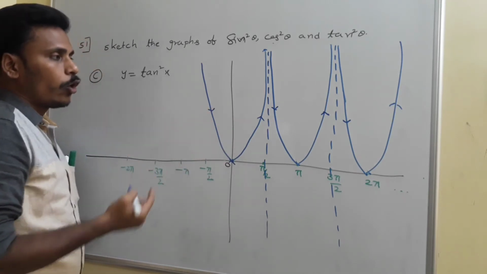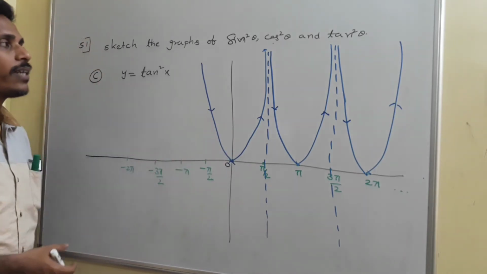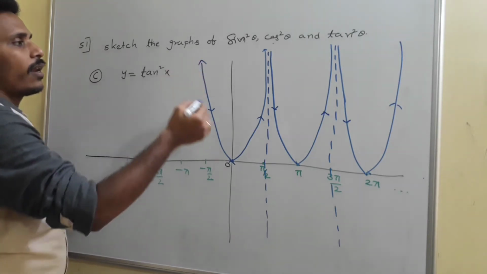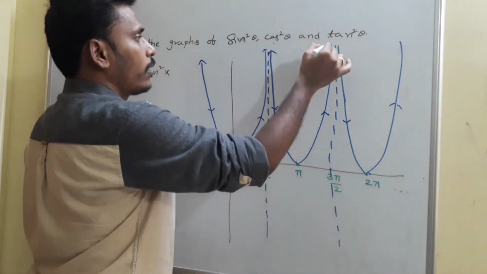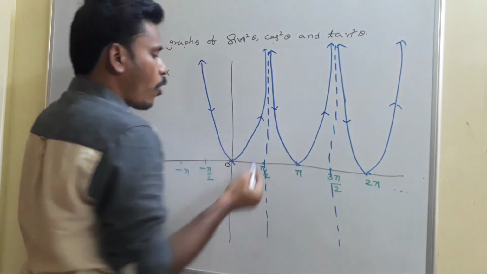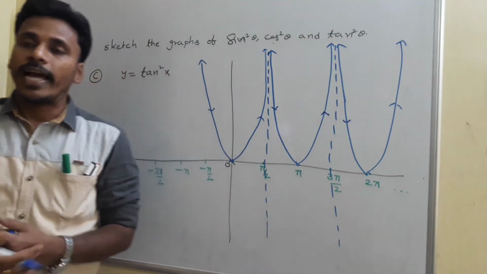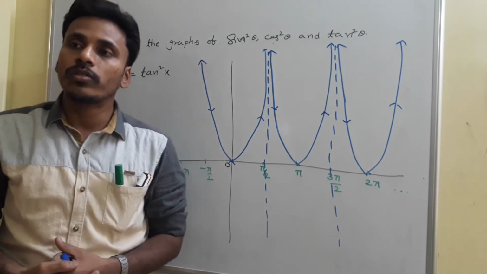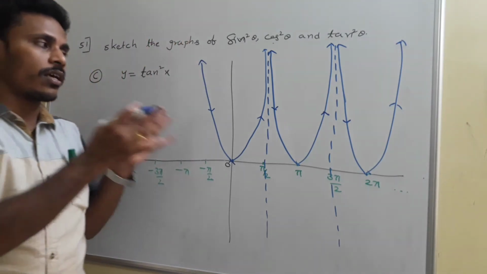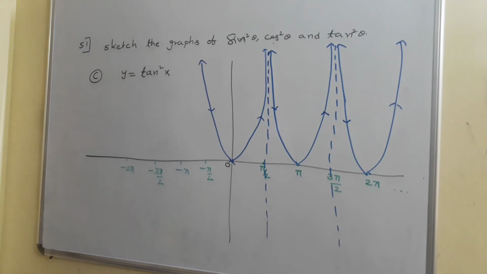Look there, this is the rough sketch of tan square x, which is clearly above the x-axis only, where at the points 90, 270, minus 90 and minus 270, the tan values are infinity. That's why we use vertical imaginary lines to sketch the graph. Have a look at this.